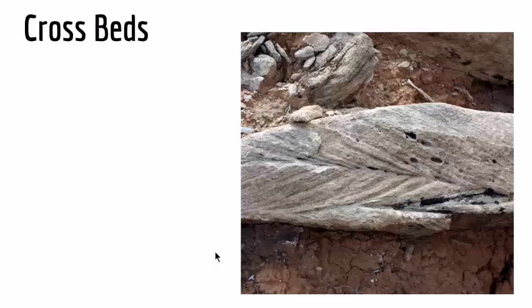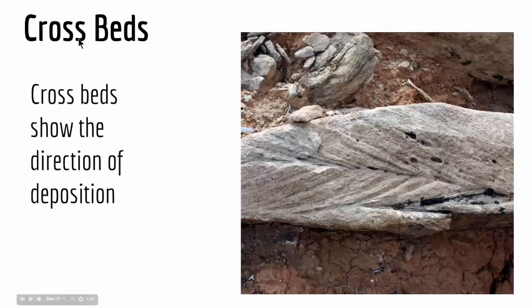Another different kind of sedimentary structure that we have is called cross beds. Cross beds show the direction of deposition. So this is an example of a cross bed. Imagine this piece was developed as a result of deposition from a stream.